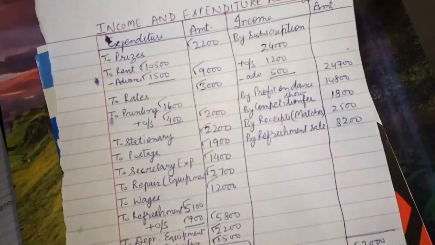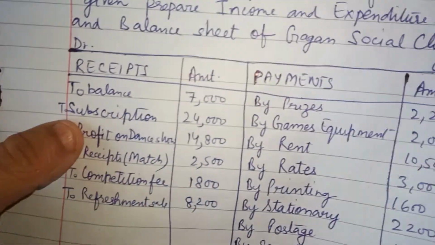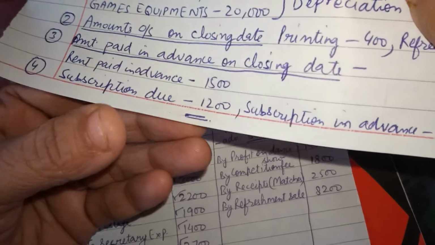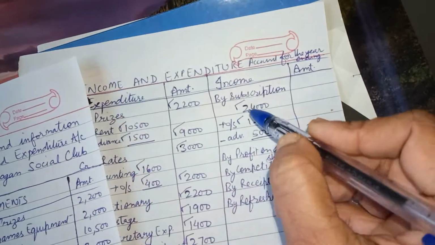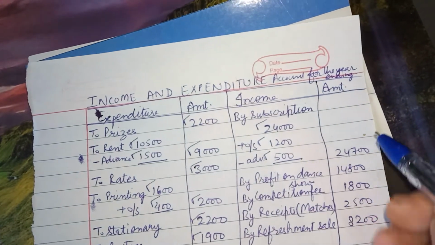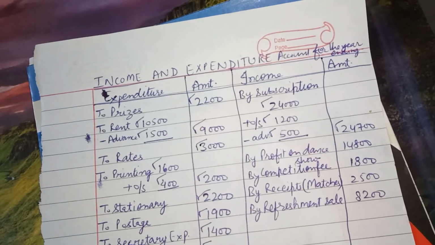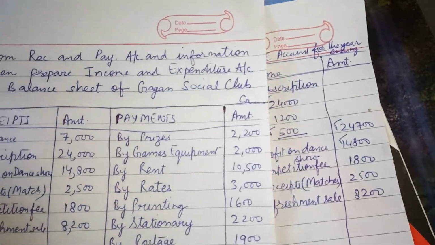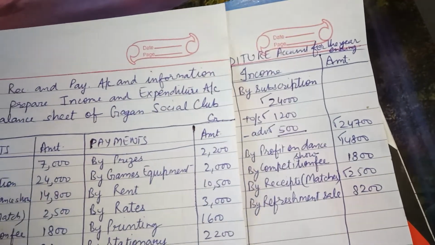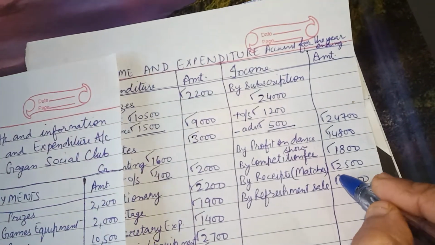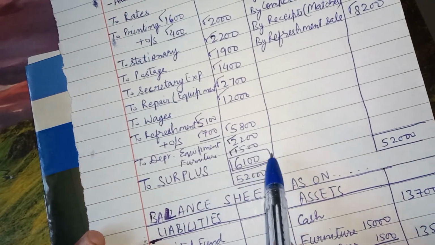Now going to the income side, we had receipts of subscriptions 24,000, plus outstanding subscriptions or subscriptions due 1200, so we enter here. And then subscription in advance 500, deduct it, and it comes out to be 24,700. Next item is profit on dance show. It will appear as income. Then receipts from matches, it is here again as income. Then competition fees treated as income. Refreshment sale 8200, it is also an income, so the surplus comes out to be 6100.